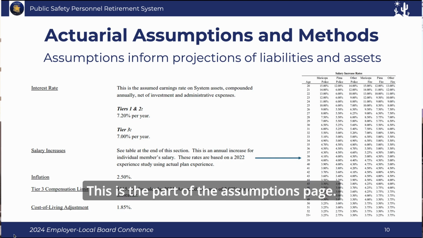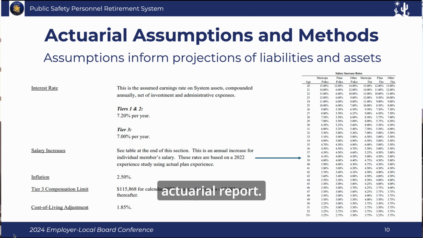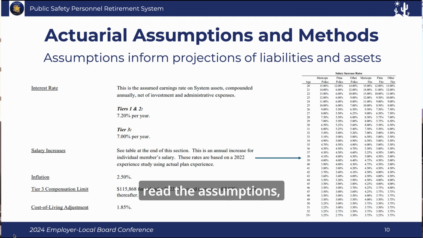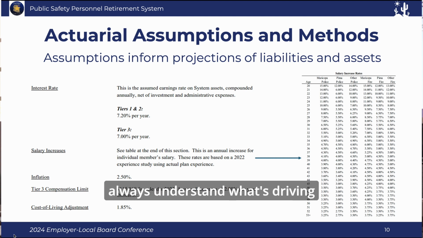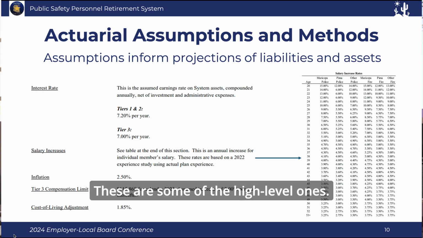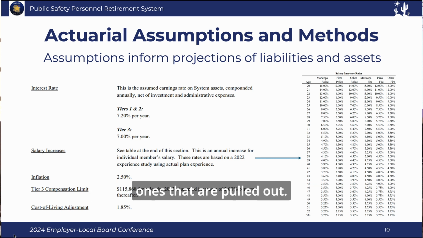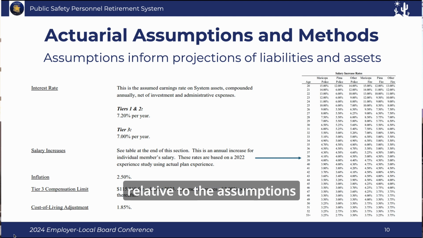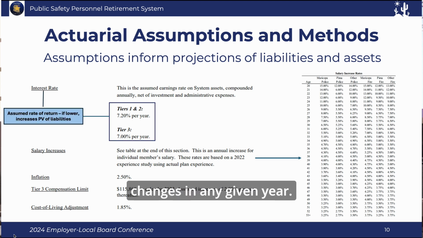This is the part of the assumptions page. There are about 3 pages of assumptions that they publish in each actuarial report. As always, I love telling people, always read the assumptions, always read the footnotes, right? Always understand what's driving some of these things. These are some of the high-level ones, just the beginning ones that are pulled out, but they drive a lot of the assumptions, and the experience relative to the assumptions is what drives a lot of the changes in any given year.